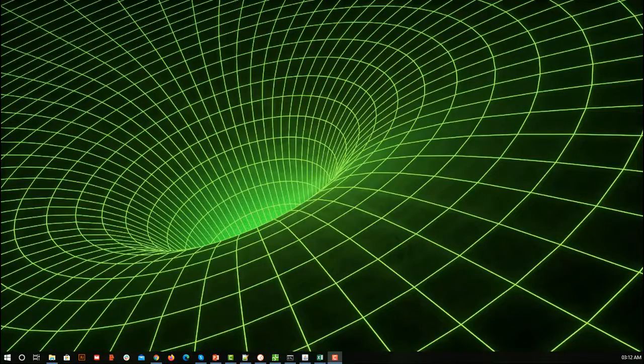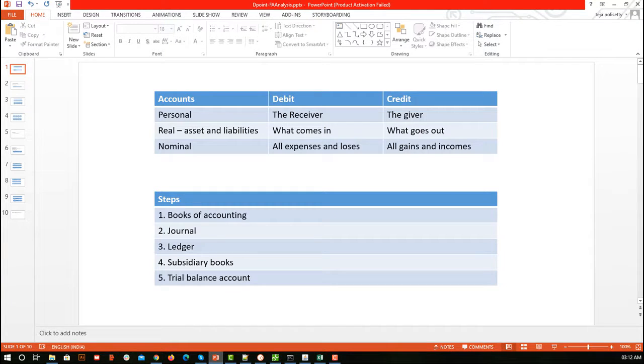This is the third part of the financial statement. Today we are going to cover the ledger. If you have not seen the previous two videos, please go and watch books of accounting, then the journal video. We solved one problem in the journal, and the same problem we are going to consider for preparing the ledger.